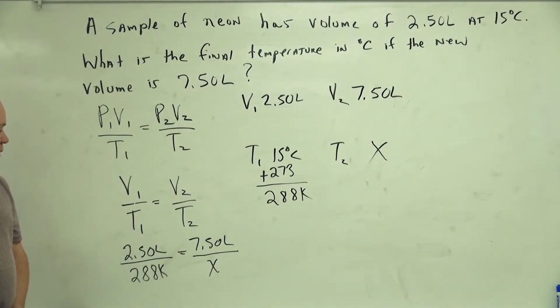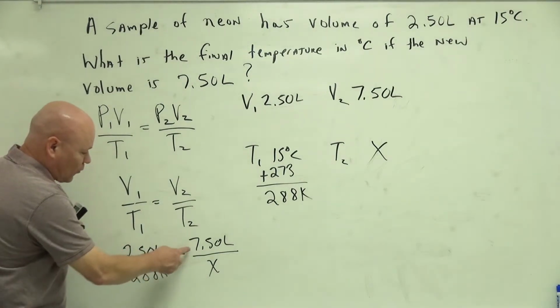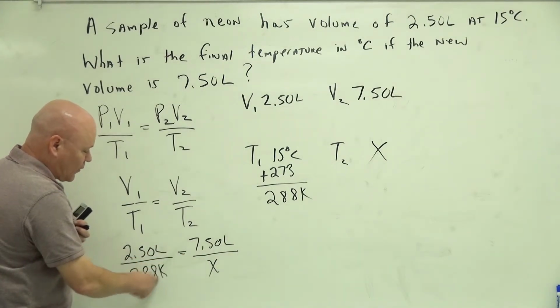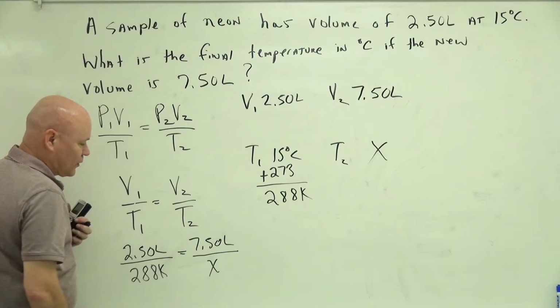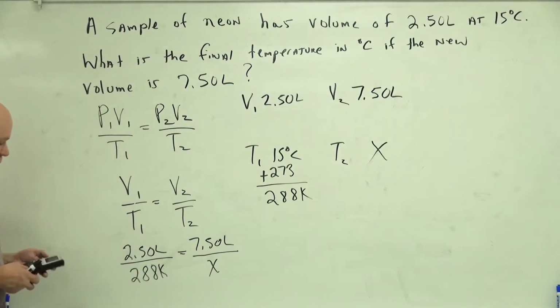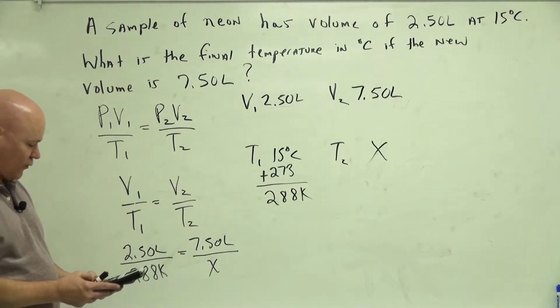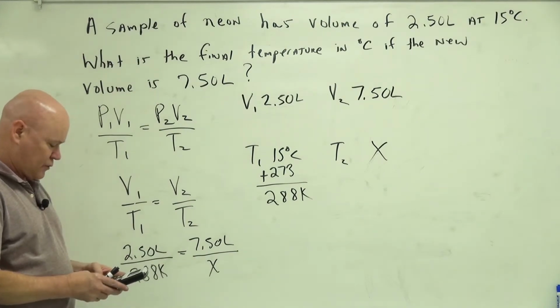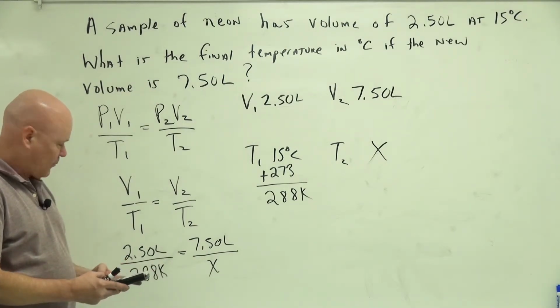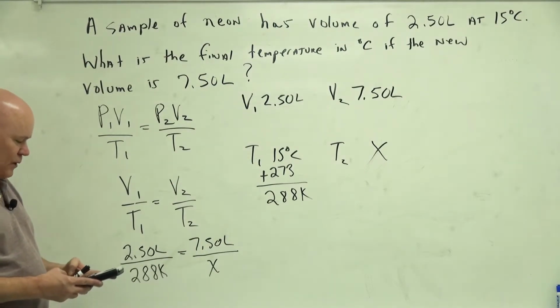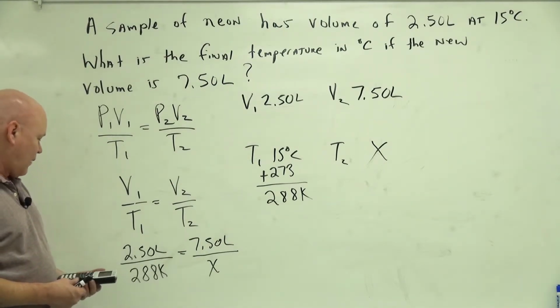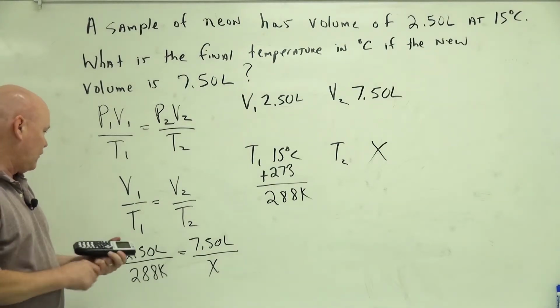Now, how are we going to use this with cross multiplication? The way we do cross multiplication is we take these two numbers that are across from each other, multiply them together, and then divide by the other number over here, which is across from your X. It doesn't matter whether one's on top of the other or not. What matters is that you're multiplying these two together and dividing by that. So let's do that: 7.50 times 288, divided by 2.50, and I get an answer of 864.